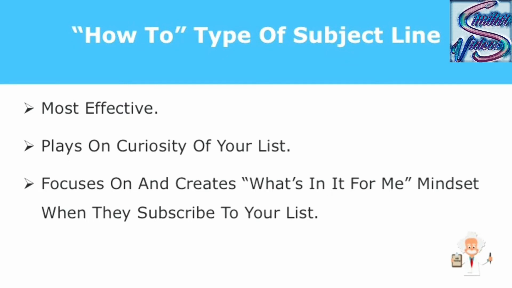Another add-on advantage is this plays on the curiosity of your list. Examples would be like how to make your first $1,000, how to dominate YouTube in 3 simple steps. The key to success with this subject line formula is focusing on the benefit. This is worth trying with your list because they'll always have a what's in it for me mindset when they subscribe.